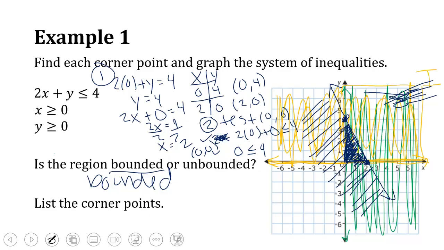List the corners. I'm going to start with my y-intercept, 0, 4. You just list them with commas in between. On MyMathLab, make sure you don't have any spaces. 0, 0, and then 2, 0. So you just list all 3 points here, here, and here, all my corners.